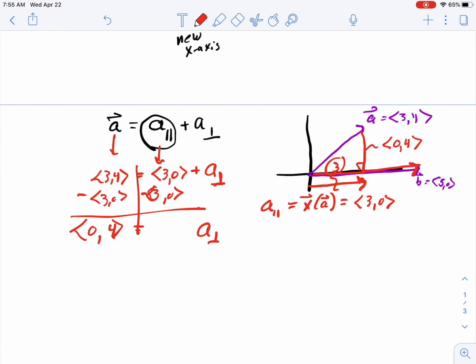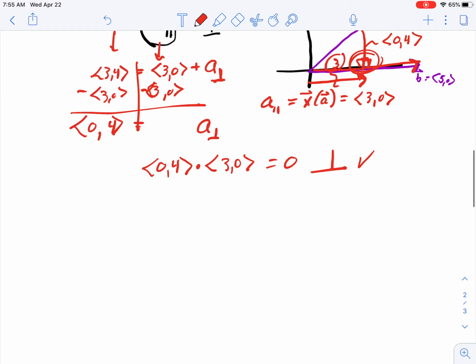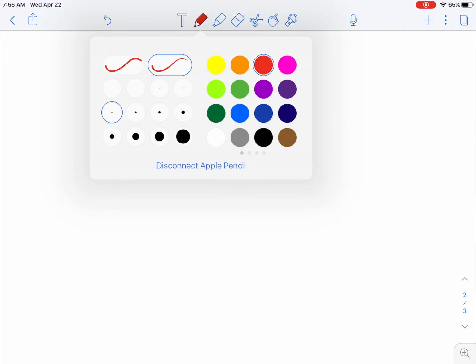Now, if you want to check, notice that these are perpendicular here. That would mean that if I do the dot product of 0, 4 and dot it with 3, 0, notice I get 0, which means that they are perpendicular. So I can always check my math later when I'm all done to see if it works. Okay? All right, so let's go to three-dimensional now.